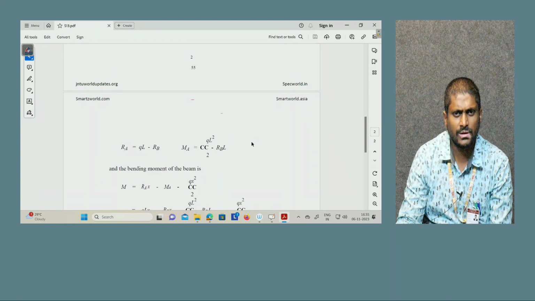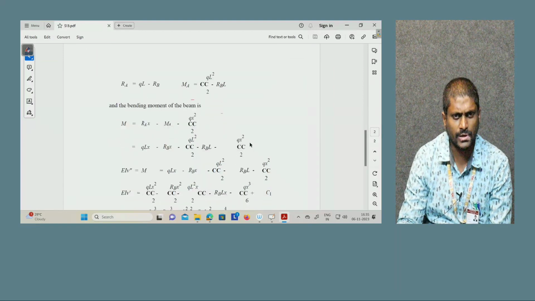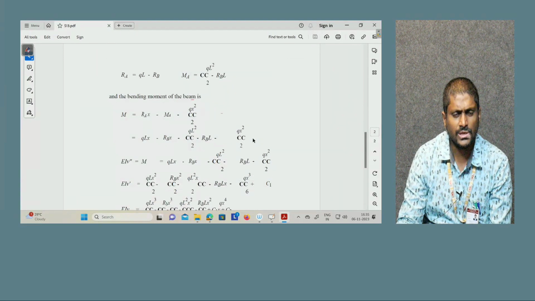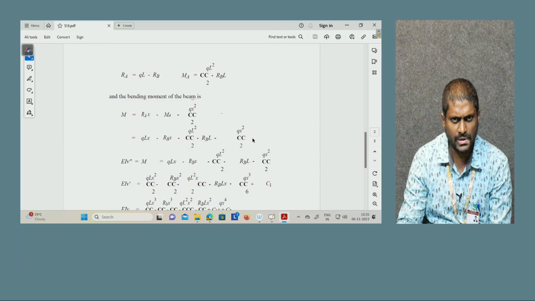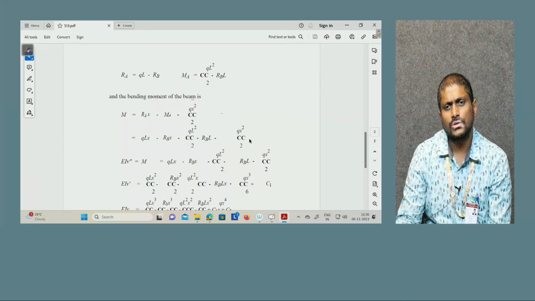The bending moment of the beam is M equals RA into x minus MA minus qx square by 2, whereas qLx minus RBx minus qL square by 2 plus RB into L minus qx square by 2. Therefore, EI v double dash equals the bending moment, qLx minus RBx minus qL square by 2 plus RB into L minus qx square by 2.